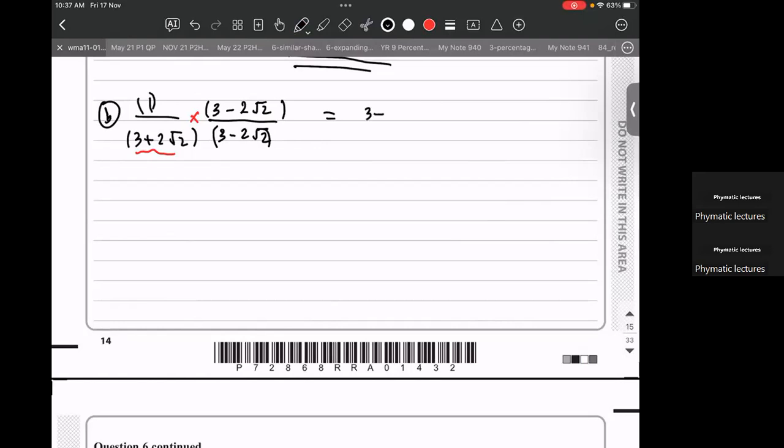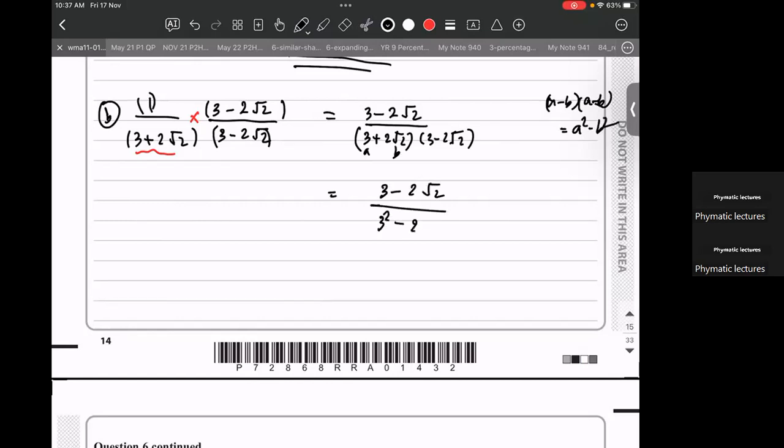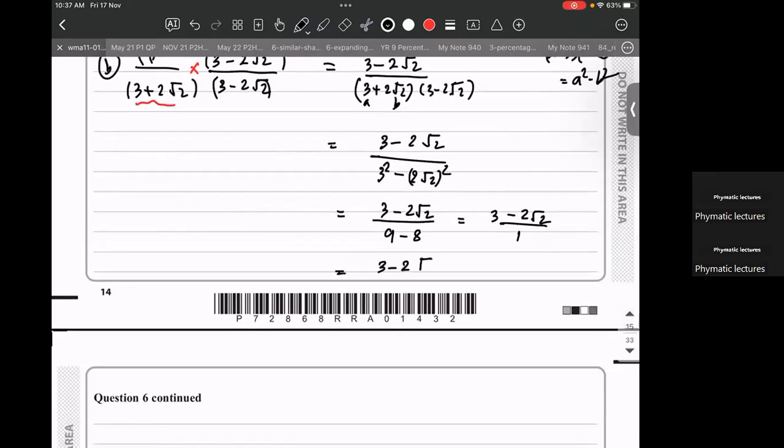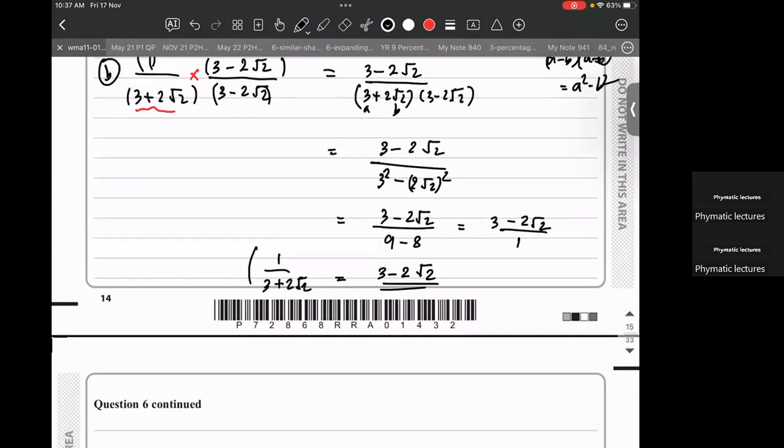Separately you multiply the numerator and separately multiply the denominator. So 1 times (3 minus 2 root 2) is 3 minus 2 root 2 itself. And (3 plus 2 root 2) times (3 minus 2 root 2): you can see the denominator is in the form of (a plus b) into (a minus b), that is a² minus b². So it becomes (3 minus 2 root 2) by 3² minus (2 root 2)². So it becomes (3 minus 2 root 2) by 9 minus 8. The answer is (3 minus 2 root 2) by 1. And hence we simplified 1 over (3 plus 2 root 2) as 3 minus 2 root 2.